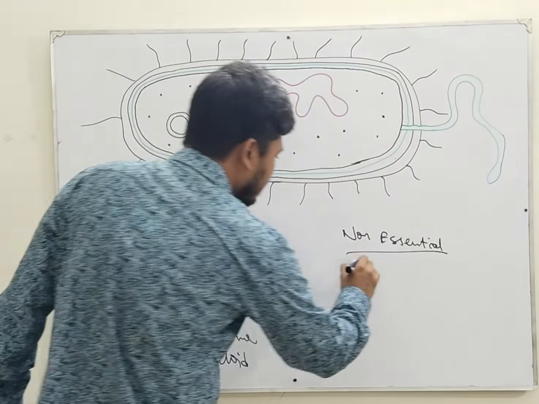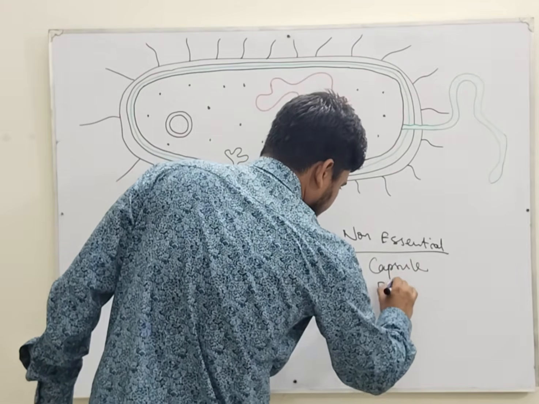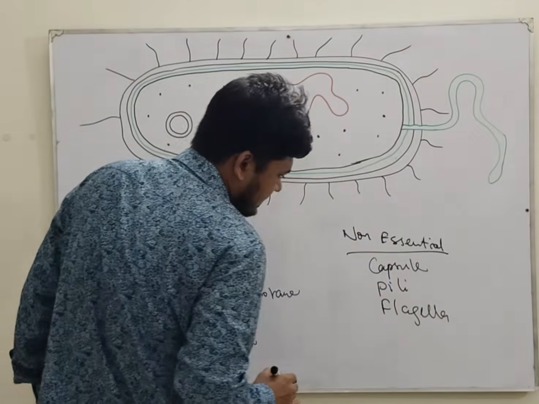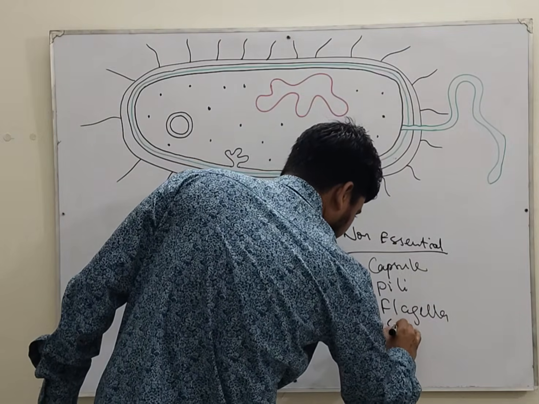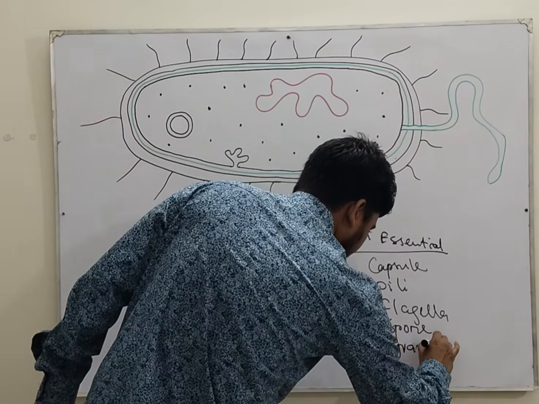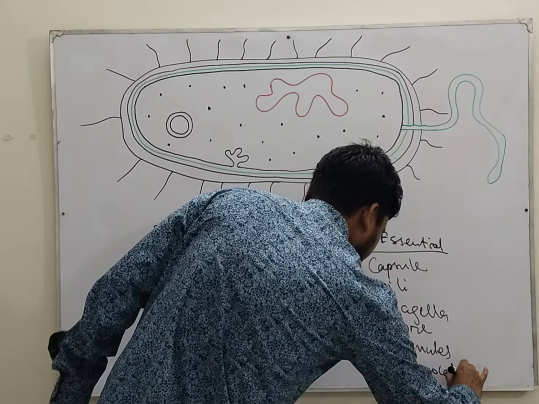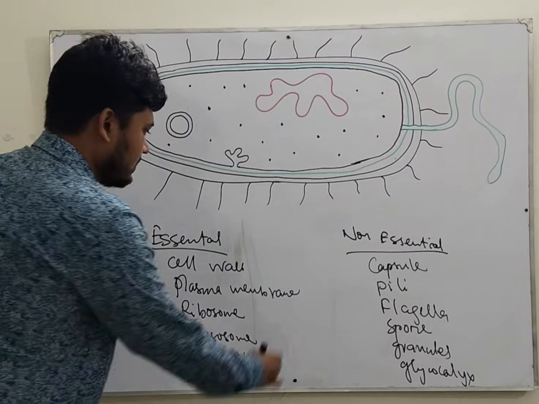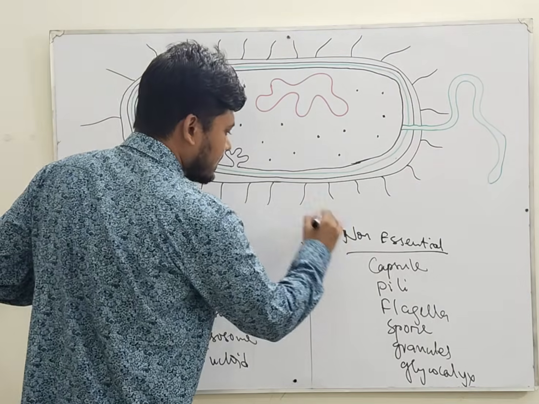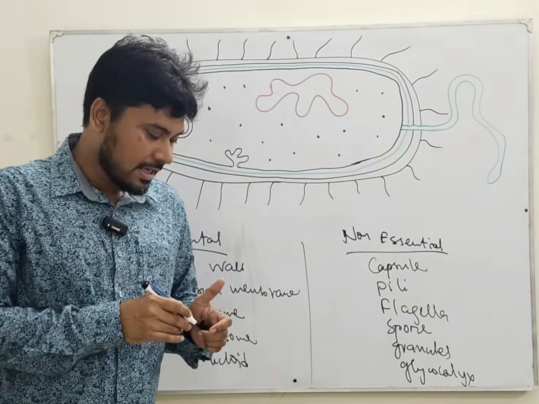And non-essential components are capsule, pili, flagella, spore, granules and glycocalyx. So these are essential components and non-essential components. Non-essential components are capsule, pili, flagella, spore, granules and glycocalyx.